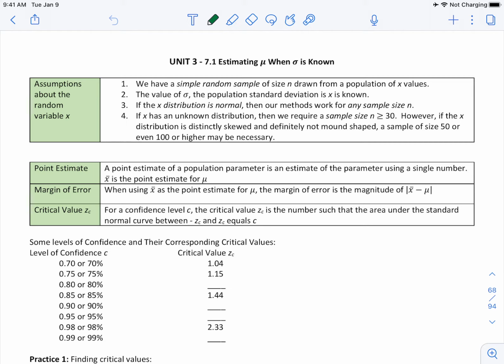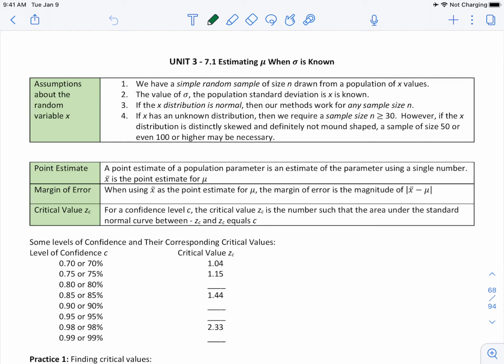If the x distribution is normal, then our methods work for any sample size n. If x has an unknown distribution, then we require that the sample size n is greater than or equal to 30. However, if the x distribution is distinctly skewed and definitely not mound shaped, a sample of size 50 or even 100 or higher may be necessary.